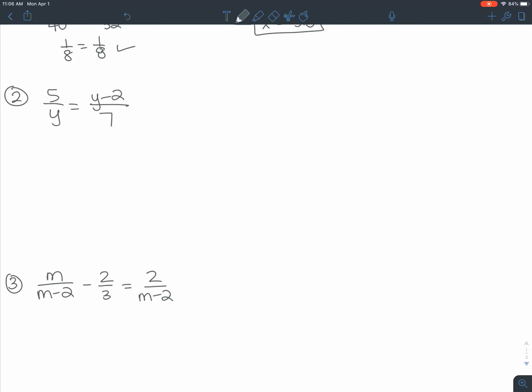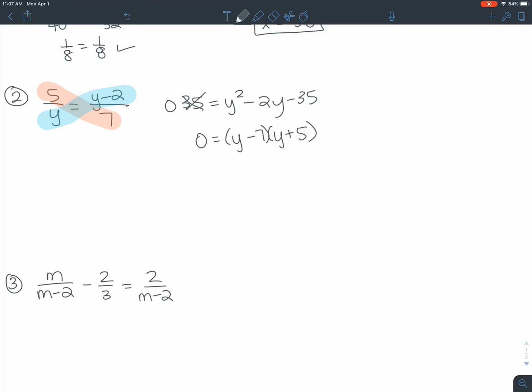For number 2, we can say that 5 times 7 is the same as y times y minus 2. So 5 times 7 is 35. Y times y minus 2, we distribute. Okay, now we could do completing the square because we've got a nice even term here. Or we can subtract 35 and factor. So if I just subtract 35 to both sides, then that goes to 0. And then this will factor nicely.